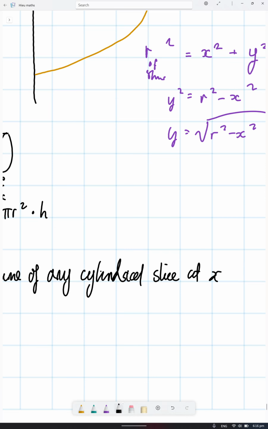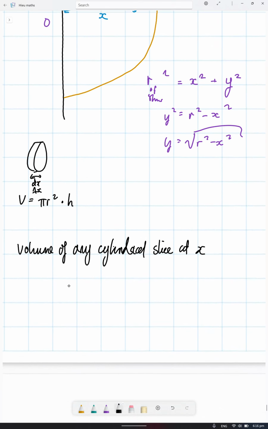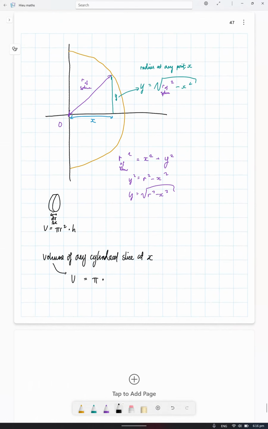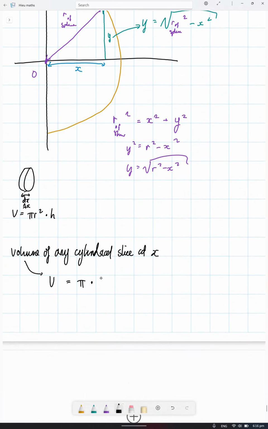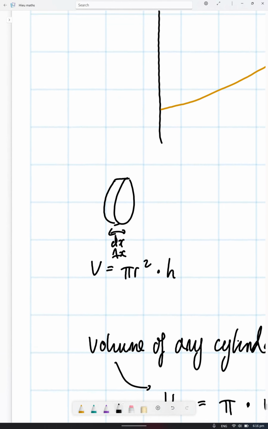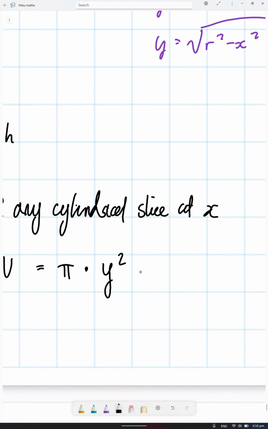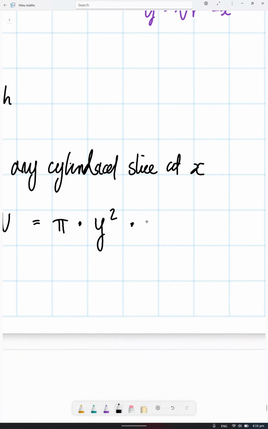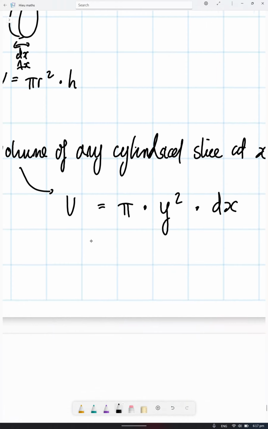at x, right? Any cylindrical slice at x. The volume of any cylindrical slice at x is equal to pi multiplied by the radius at point x, which is this one. So this equals y. Let's just say y first, because remember y is the radius at any point x. So pi multiplied by the radius squared multiplied by the height of the cylinder, which remember is delta x or dx.